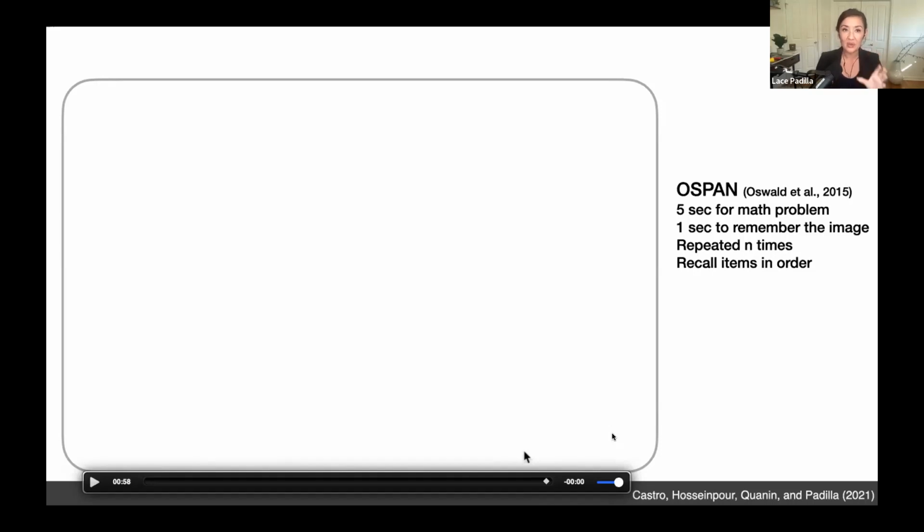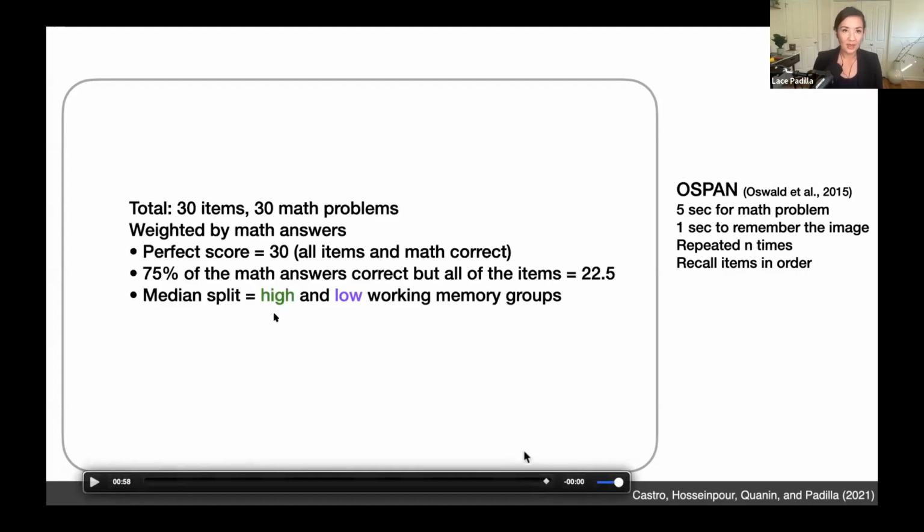The example I showed you, people had to remember the sequence of 4 items, but then we increase it to 5, 6, and so on, because we want to find the max, their highest level of the amount of stuff they can store in their mind. Okay, in total, they answered 30 questions and did 30 math problems, and we weighted these so we had a measure of whether people were sincerely doing the math problem and this image remembering task at the same time. And the data I'm going to show you is split into high and low working memory groups.